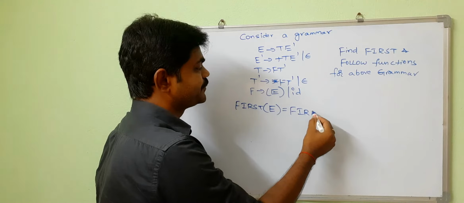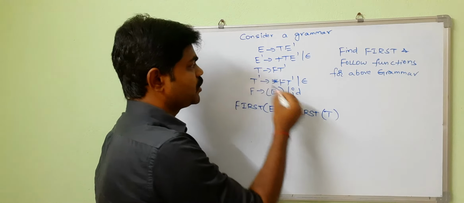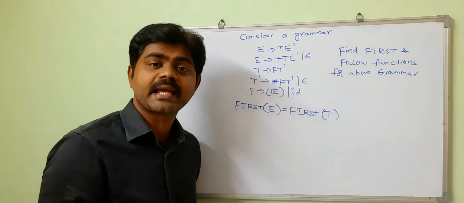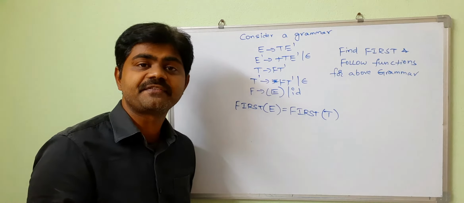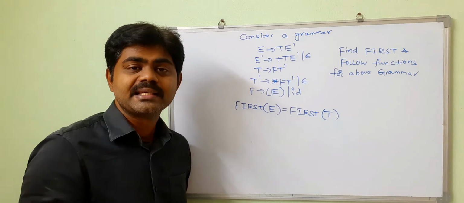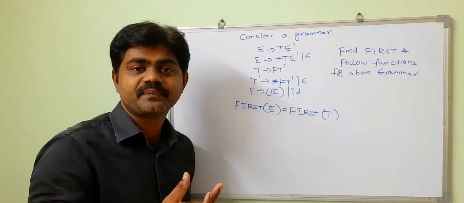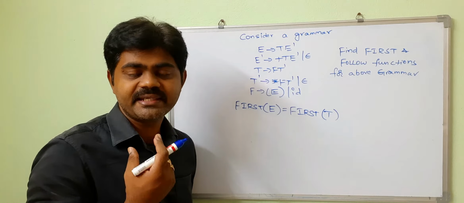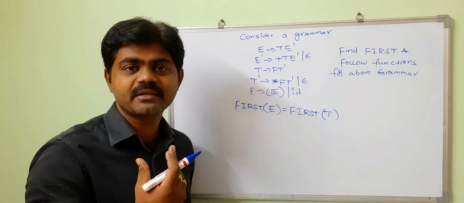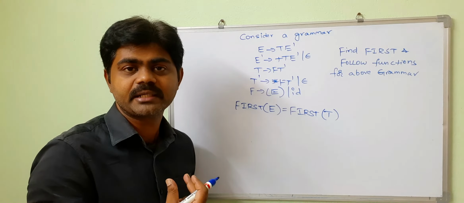First of T. Now we should check for a production of capital T. So what production do we have here? T tends to F T dash. Okay, so we need to check the RHS here. Capital F is a non-terminal again. So do we have any terminal here? If we have a terminal, we have stopped here. But we have a non-terminal here.